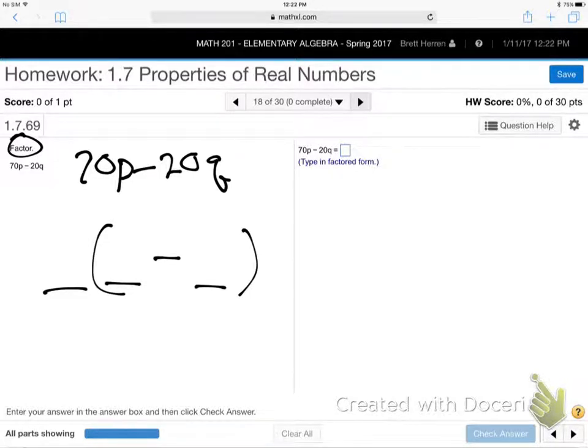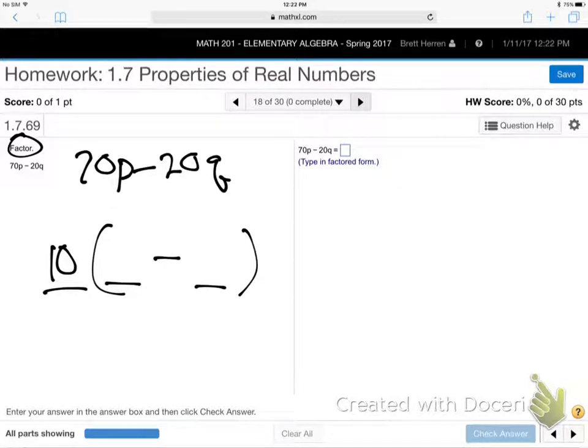So what goes on the outside is whatever number goes into 70 and 20. So figure out the biggest number, the greatest number. 2 goes into 70 and 20, but that's not the biggest number. 10? Yes, 10 is the greatest number that goes into 70 and 20. We don't want to use 2, we don't want to use 5. They both go in, but we want the greatest amount they have in common, the greatest number that goes into both of them, and that's 10. So you always put the most you can in the front, the greatest amount they have in common.